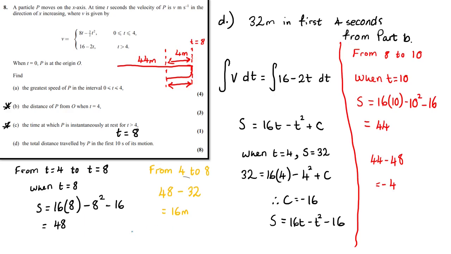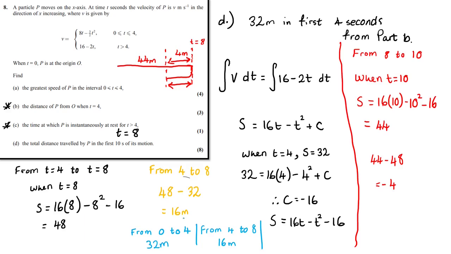So from 0 to 4, we worked that out as 32 meters. Okay, so that was 32 meters. Then from 4 to 8, we got, what did we get? We got 16. We got that there.